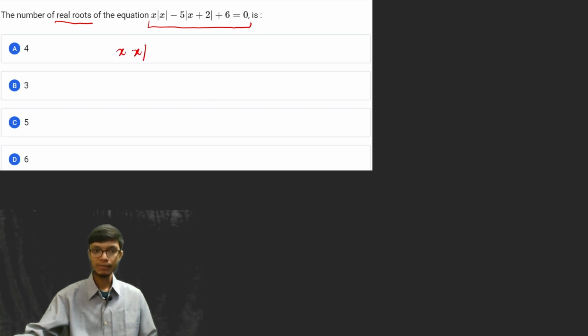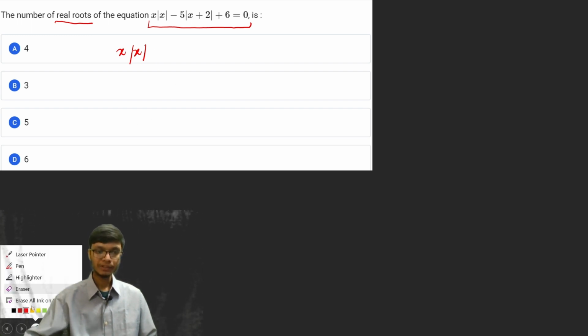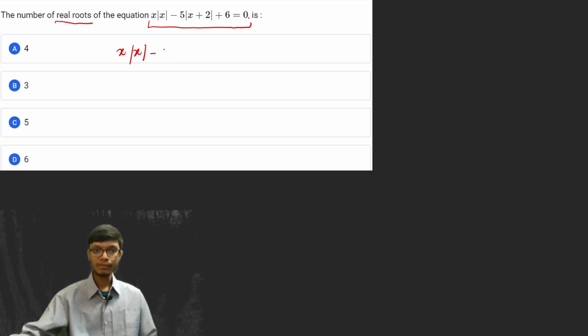So the equation is x into mod of x, minus 5 into 2 plus mod x, plus 6 is equal to 0. We basically have a modulus function in this question, so there will be various cases, and because of those cases we will have different possibilities of opening the absolute function. Let us first take the cases.